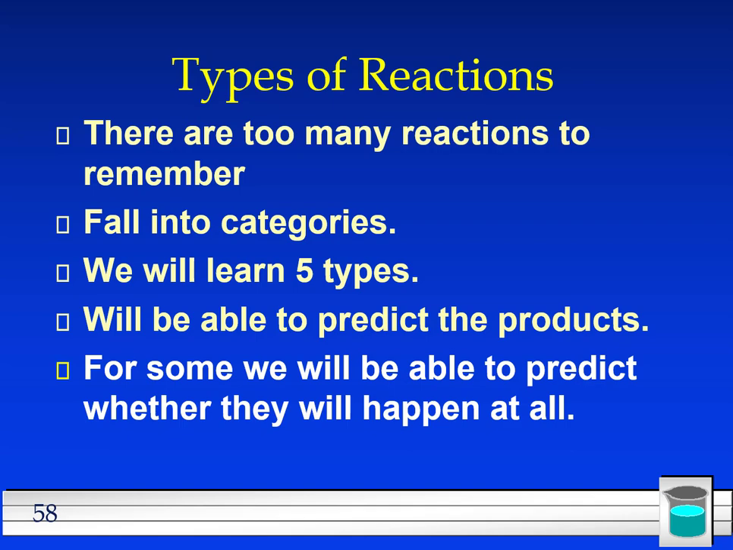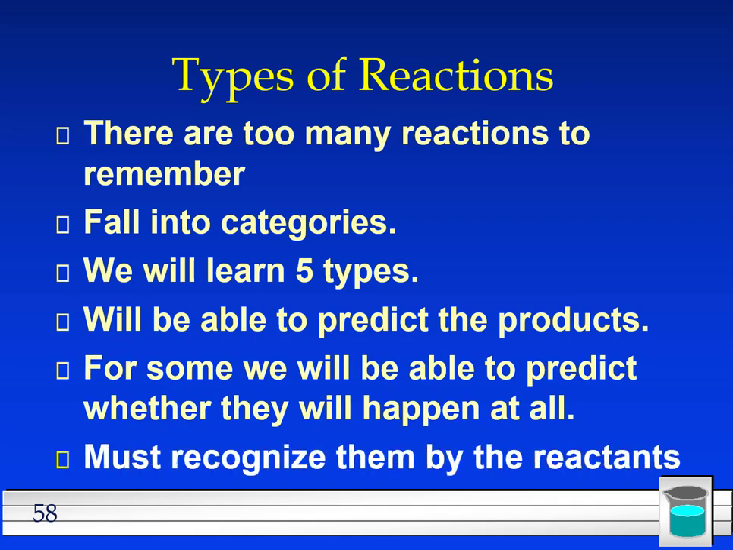Now, if we're going to predict the products, we've got to be able to recognize them from just the reactants. So we're going to have to be able to categorize by reactants so that we attach a name. That name will tell us what to do to those reactants. The name tells us what to do. The names are really descriptive. We like them.